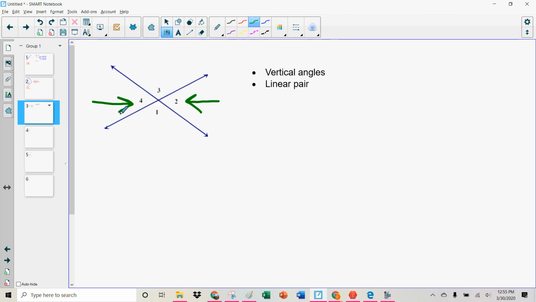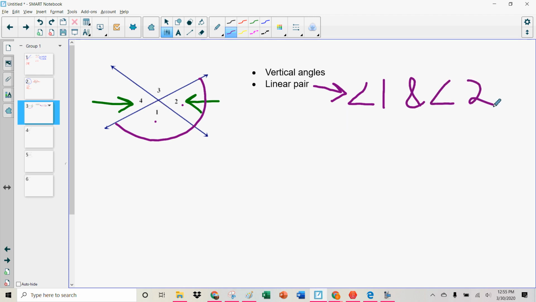A linear pair is a pair of angles that lie along a line and are adjacent. For example, these two angles, angle 1 and angle 2, form a linear pair. So a linear pair would be angle 1 and angle 2. Because they are supplementary, they lie along a line, and they share a side.